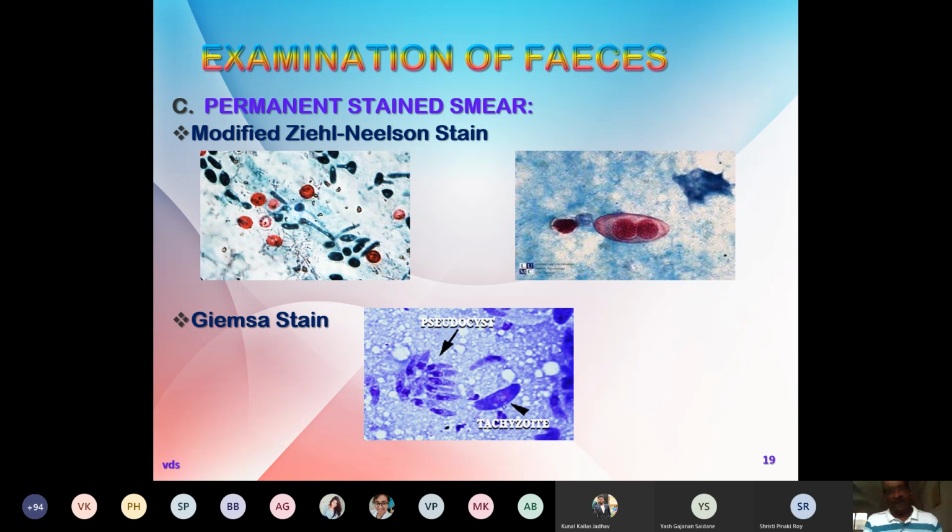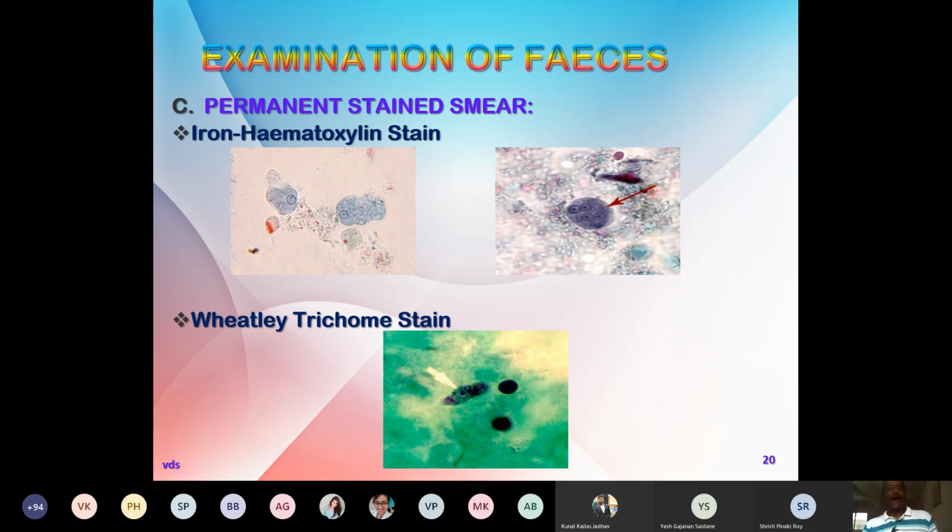Giemsa staining, you have studied in more detail even in pathology. It is done for detection of tachyzoites of Toxoplasma. Then iron hematoxylin stain, again a staining method dealt with in more detail in pathology. I have shown 2 diagrams, the trophozoite and cystic form of Entamoeba histolytica, which are stained with iron hematoxylin stain.